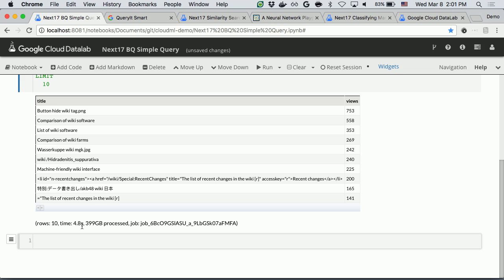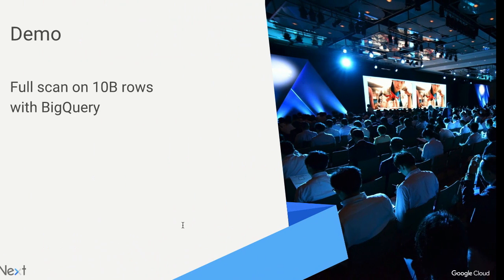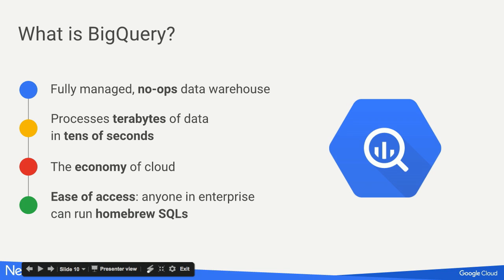So this is the performance you could get at a very inexpensive cost, the economy of the cloud. Why can we do that? Because we are using 1,000 or 2,000 CPU cores and hundreds of disk drives in parallel just for a single query. And it's affordable. This is the power of BigQuery. So it's fully managed and requires no special database administrator. And it can process terabytes of data in tens of seconds.